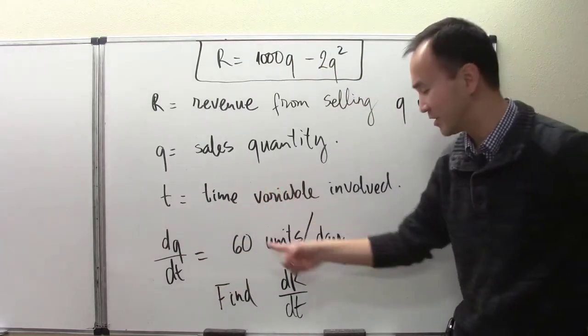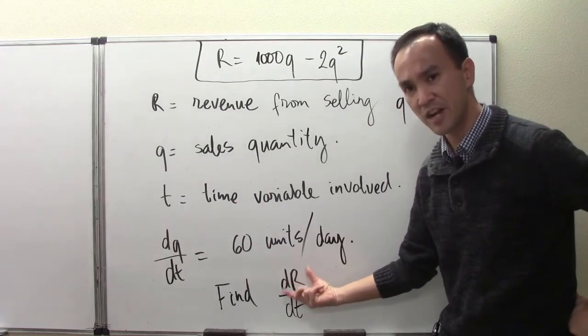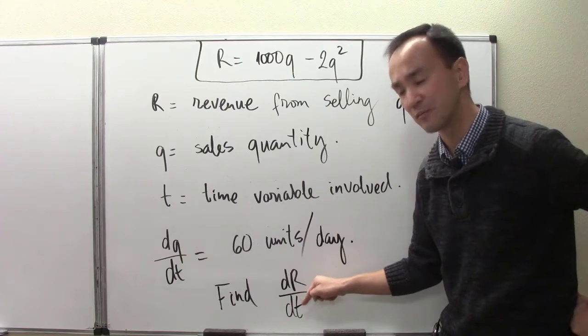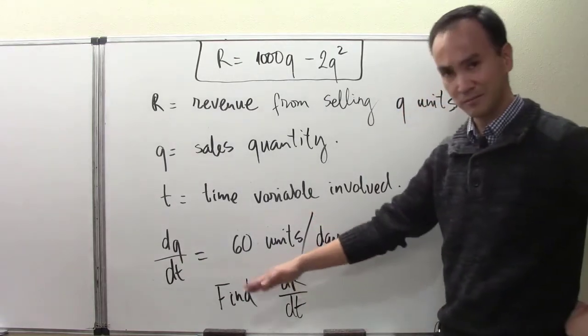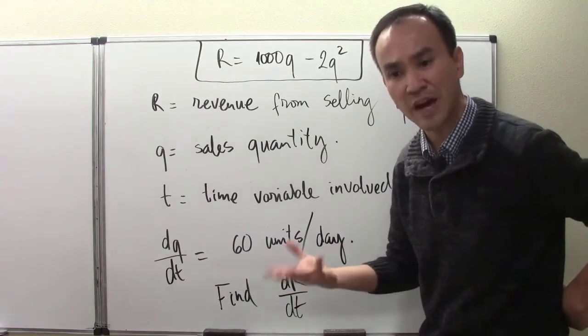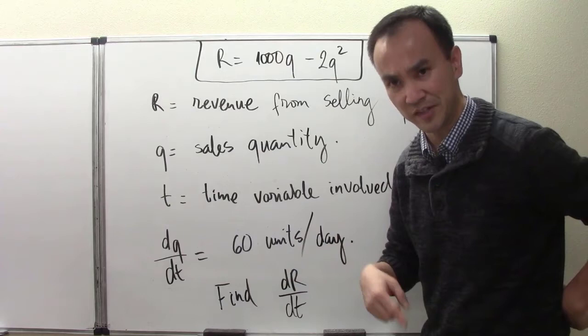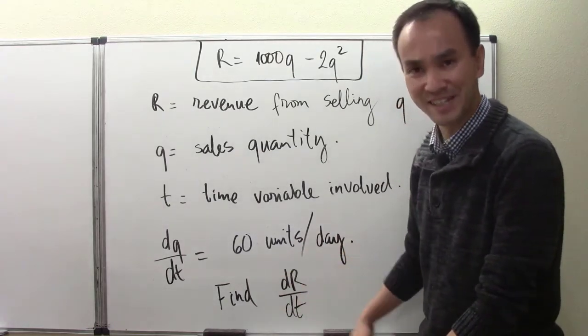And so the same with the change in the revenue. It's a rate of change with respect to the time variable. So that's why I ended up with dr dt here. And now, particularly from the way the question is worded, how fast, how rapidly is the revenue increasing? Another way of saying we're looking for dr dt.